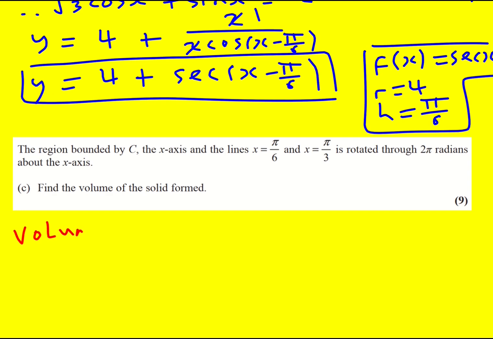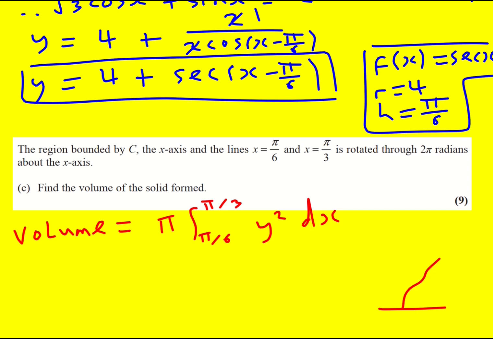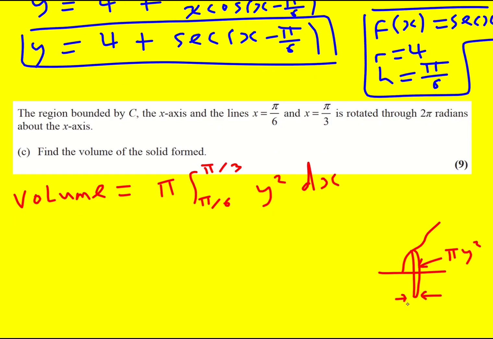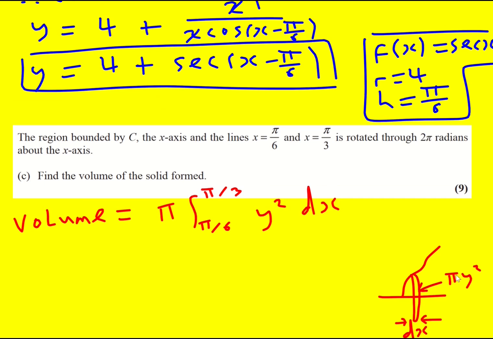So the volume is going to be pi times the integral from pi over 6 to pi over 3 of y squared. Remember, we have some sort of function and we're essentially turning it into lots of little infinitesimal cylinders with an area of pi y squared and a width of dx, and we're summing all of these up.